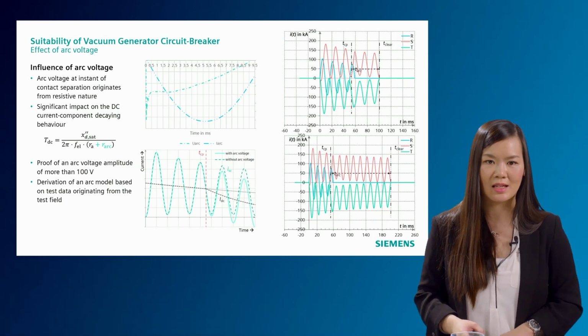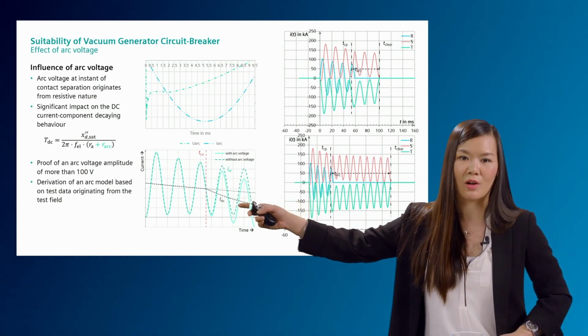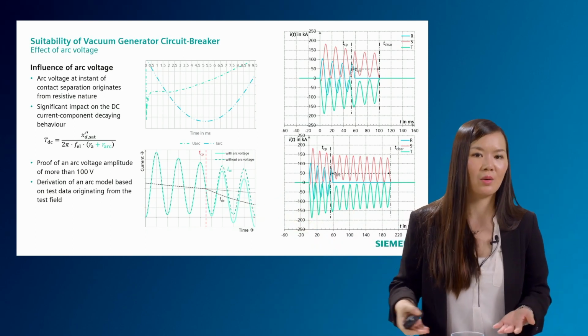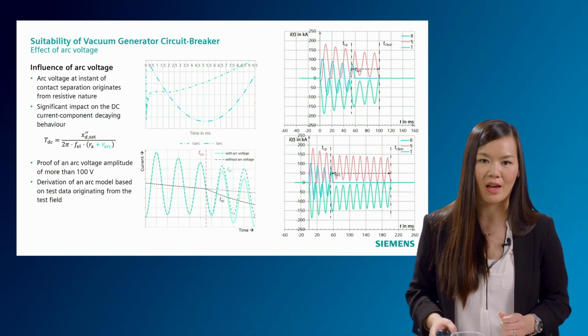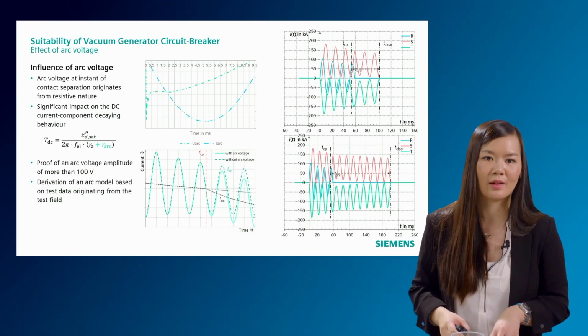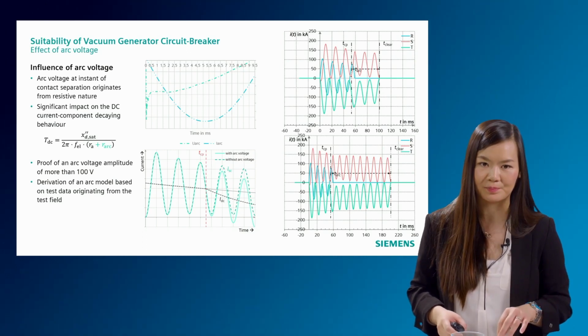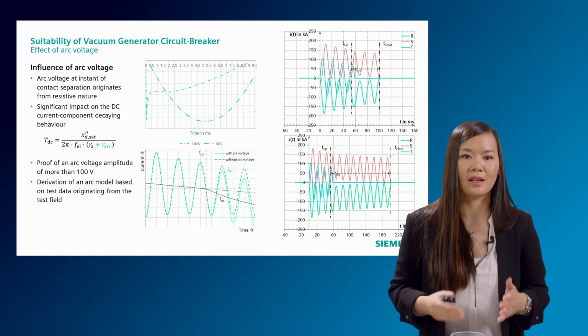And as you can see in my lower diagram right now, the dotted line is how it normally looks without any opening and interruption. And the solid line is what it looks like when you have the effect of an arc in this equation.